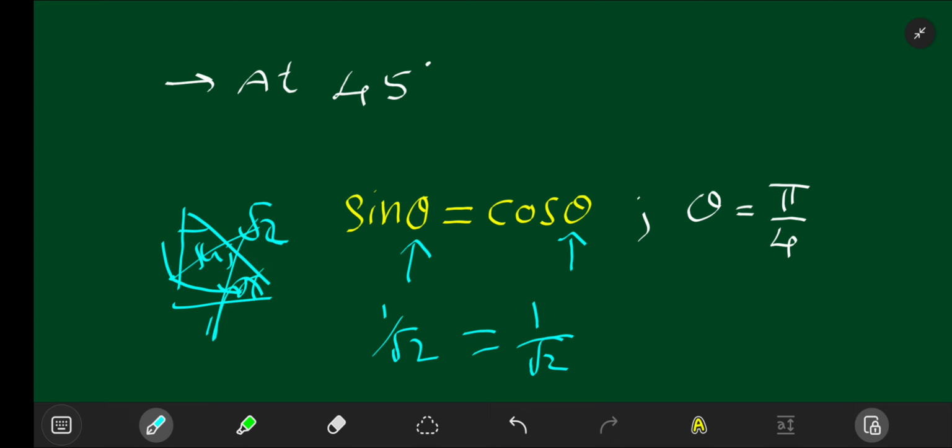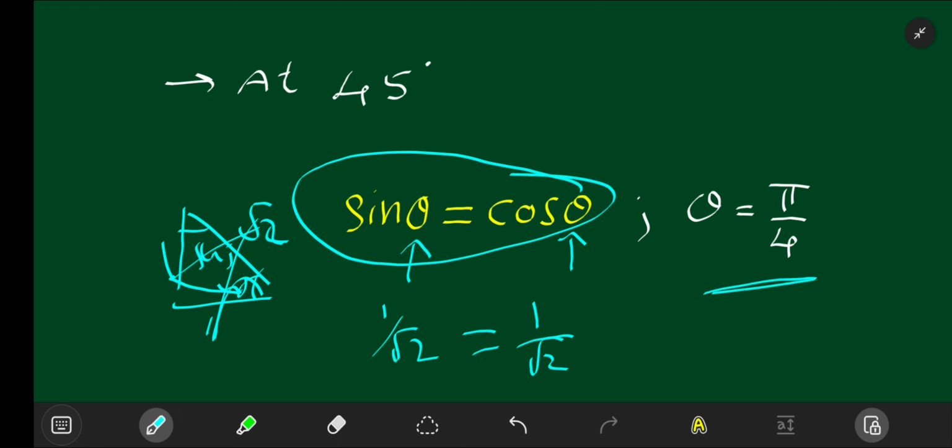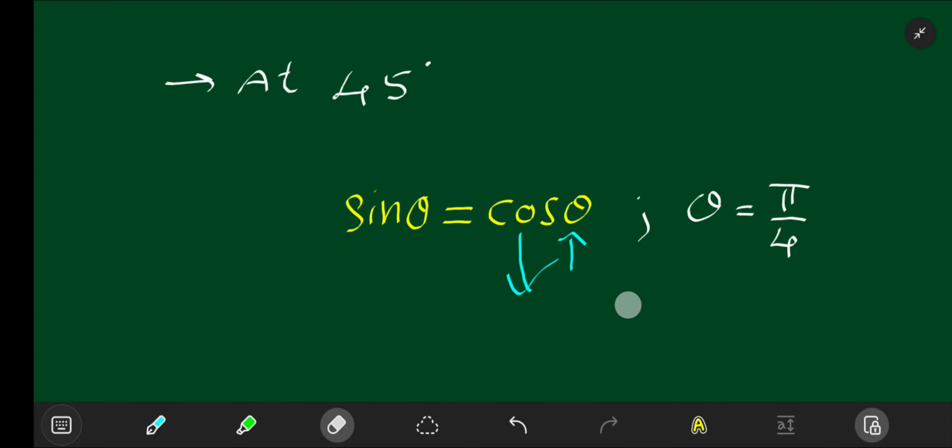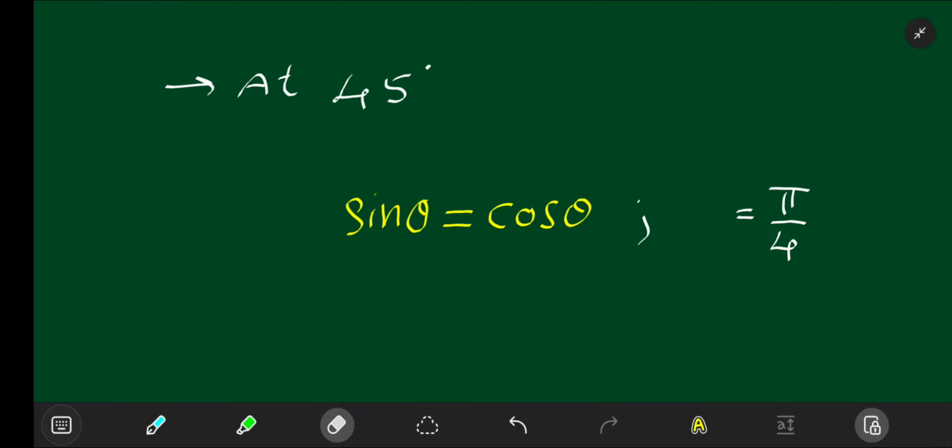The question will be asked like this: sin theta is equal to cos theta. Find its angle. Sin theta and cos theta are both equal when theta is equal to 45 degrees. You have to remember this. Here sin theta value is 1 by root 2, and cos theta value is also 1 by root 2. So they are equal when theta is 45 degrees. Okay.